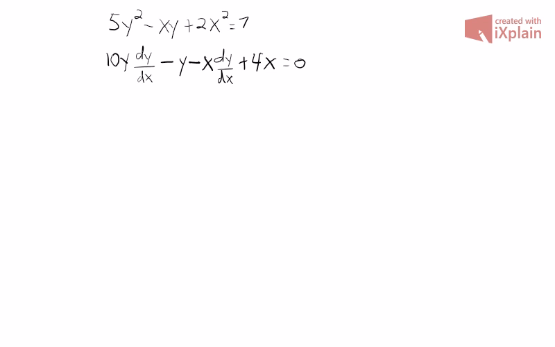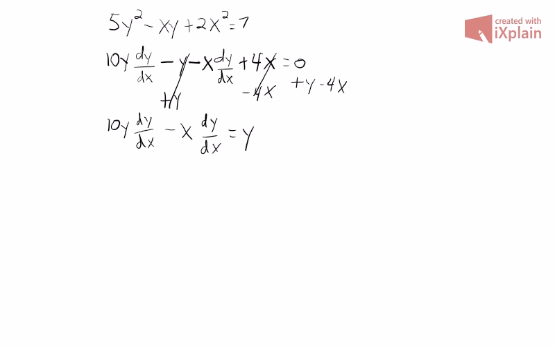Okay, so let's collect everything on the right-hand side that does not have a dy over dx. So this will be adding y to both sides, subtracting 4x to both sides. These cancel, leaving on the left 10y dy over dx minus x dy over dx, and that equals y minus 4x.